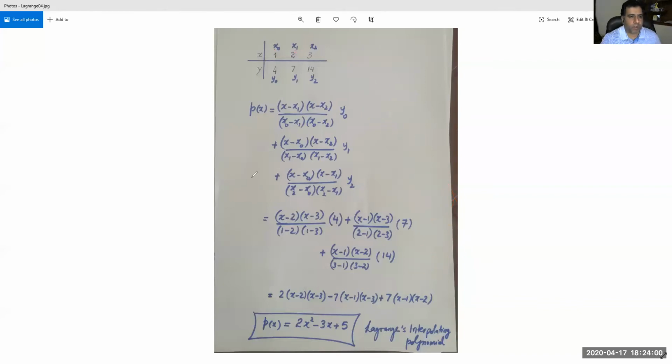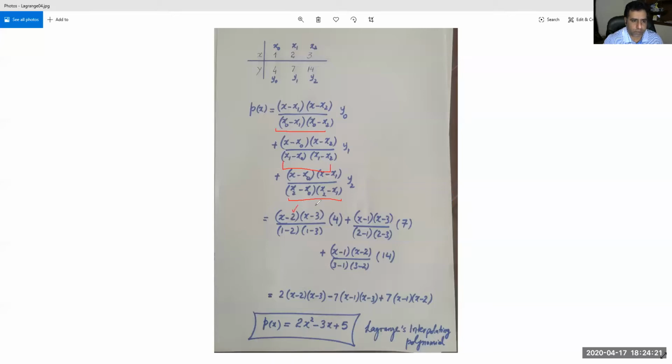At the moment we are solving this, we need a second degree polynomial. Lagrange's idea was, don't solve the linear system. Just compute this factor. This is L naught, Y naught, L1, Y1, and then L2, Y2. Just put the values.